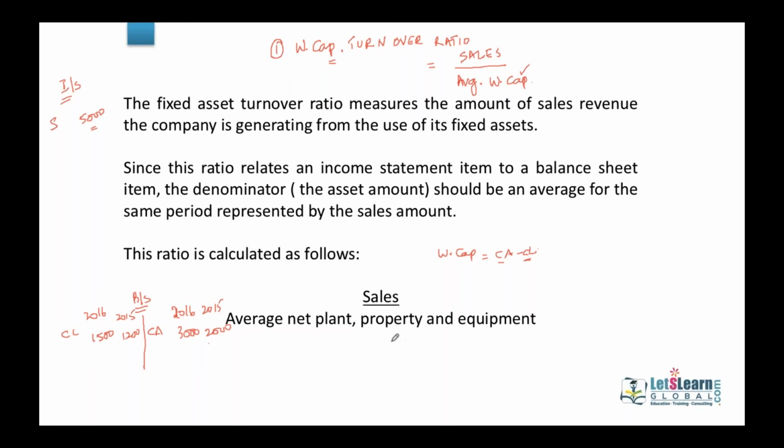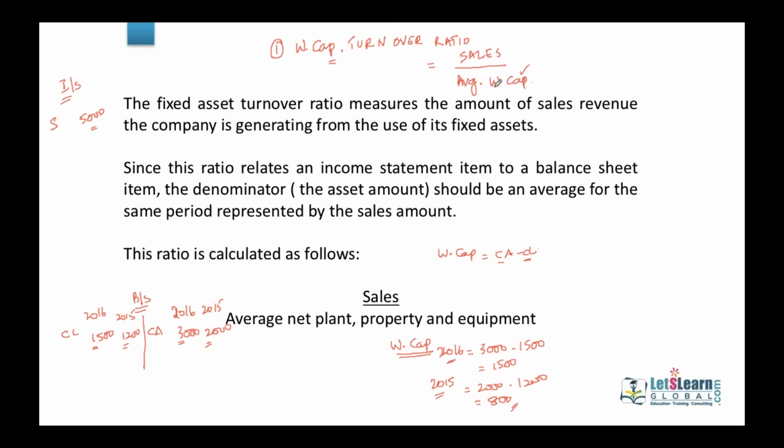So you need to find out working capital for 2 years. 2016: current assets of 2016 minus current liabilities of 2016, 3 million minus 1.5 million equals 1.5 million. 2015: current assets of 2015 minus current liabilities of 2015, 2 million minus 1,200,000 will give you 800,000.